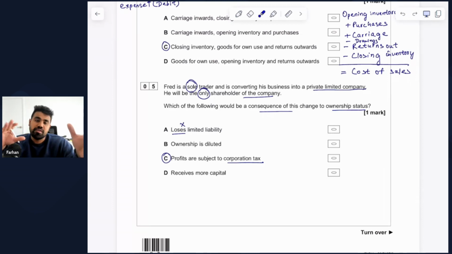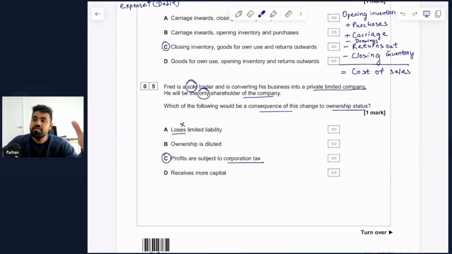Apart from that, because the business, which is a private limited company, is now separate from Fred, Fred has limited liability. Now, the limited liability here refers to the fact that the shareholders' personal assets are protected in the event the company faces financial difficulties or any legal problems. So, whatever assets Fred has personally cannot be taken in case the company enters into some trouble or problems.